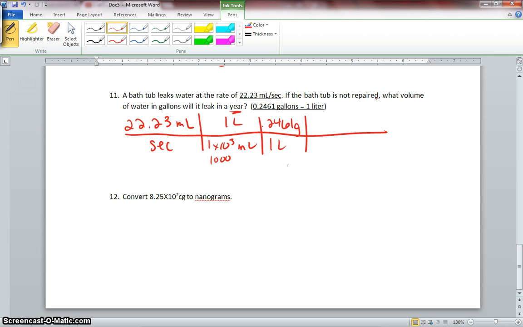So we have seconds. To get rid of seconds, we know that there's 60 seconds in 1 minute, and 60 minutes in 1 hour. There's 24 hours in 1 day, and there's 365 days in 1 year. So that's a lot of multiplying.